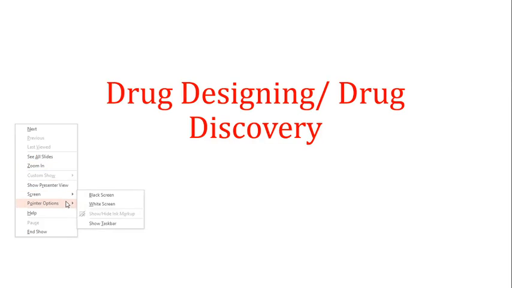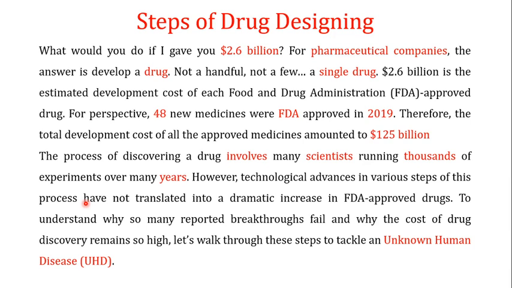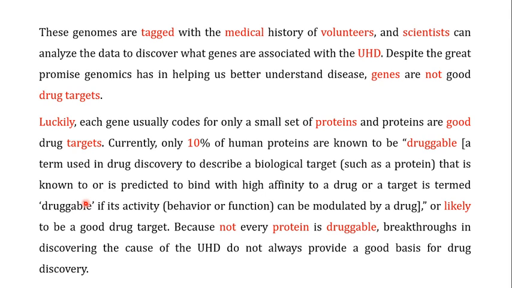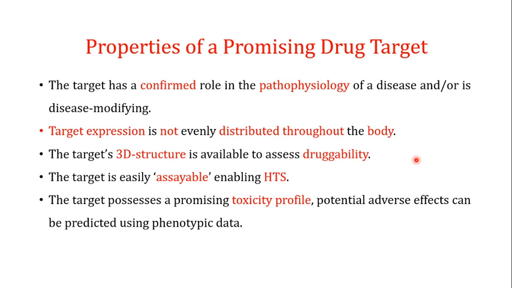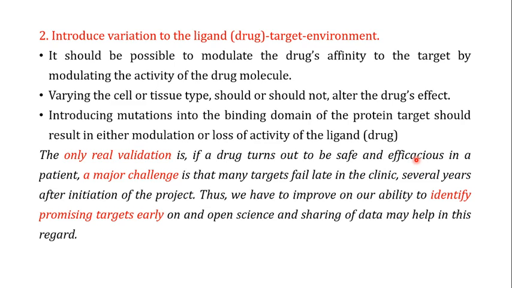In the first part of the video, I've told you about the basics of drug designing, and in part 2, I've told you about the first step of drug designing, that is how you are going to find the target for an unknown human disease. I've told you that when you are going to find a target, in most cases those targets are proteins, and currently only 10% of the human proteins are known to be druggable. Then I've told you about the properties of a promising drug target, and how you are going to validate a drug target.